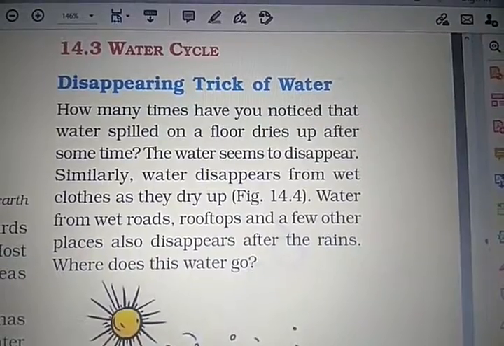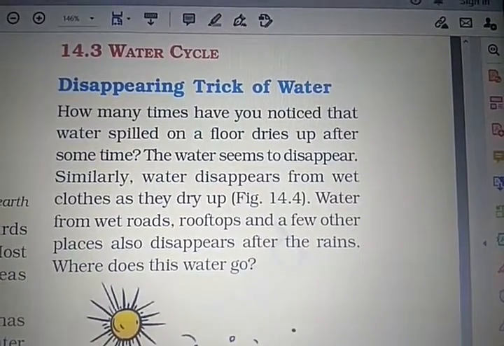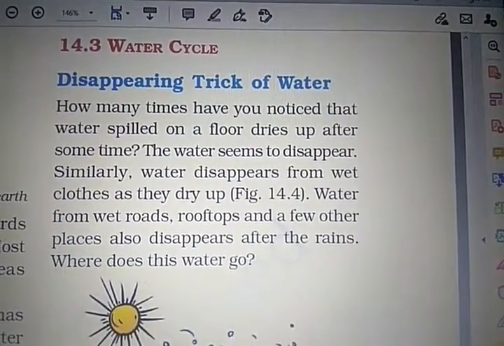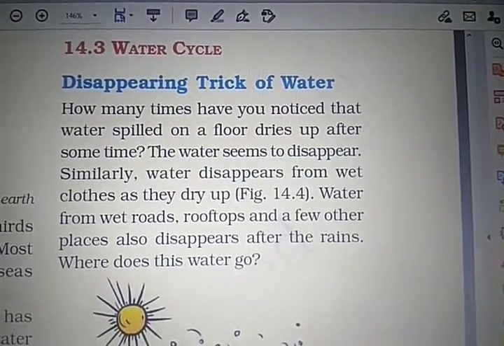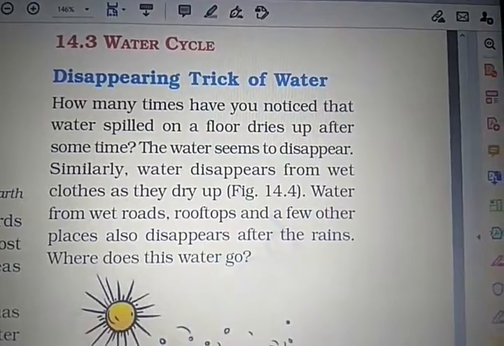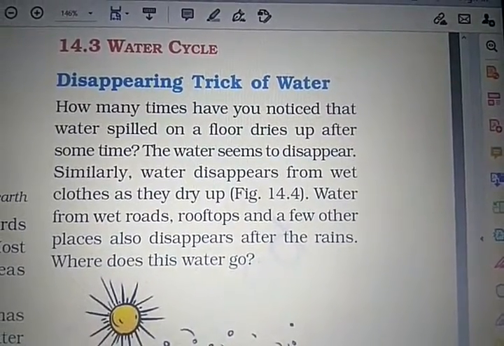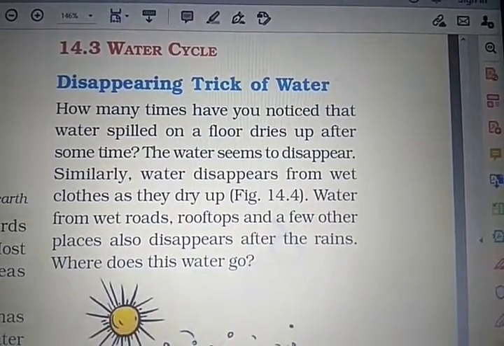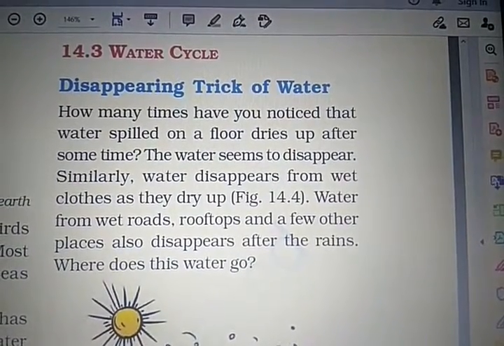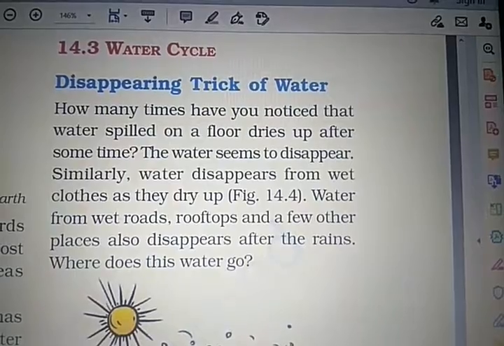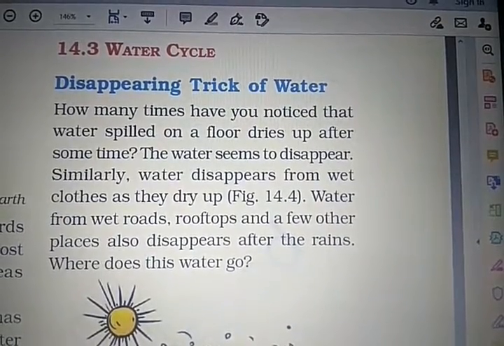Dear students, first of all, the first topic from this water cycle is the disappearing trick of water. How does water disappear? How many times have you noticed that water spilled on the floor dries up after some time? The water seems to disappear. Similarly, water disappears from wet clothes as they dry up.